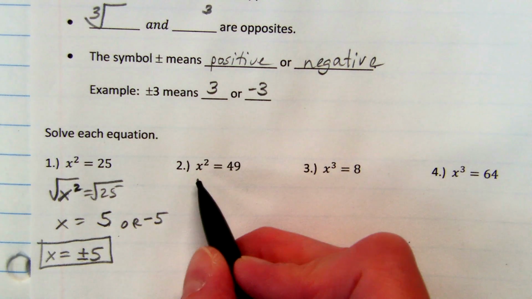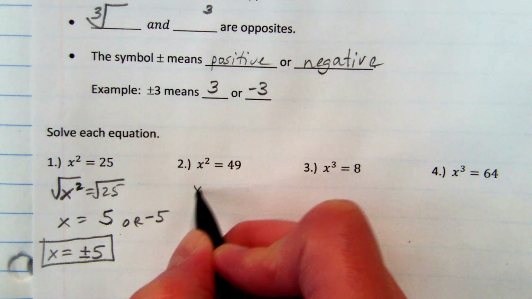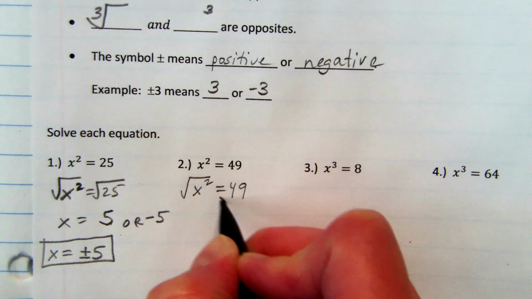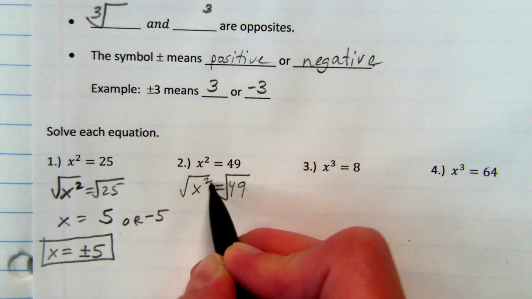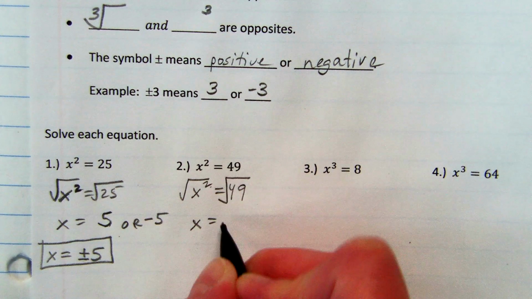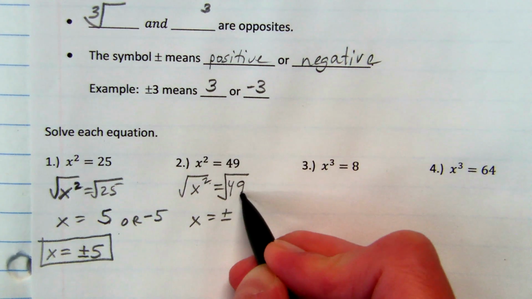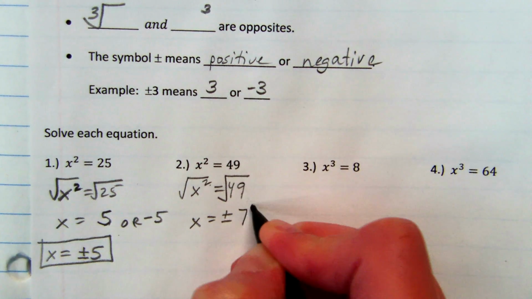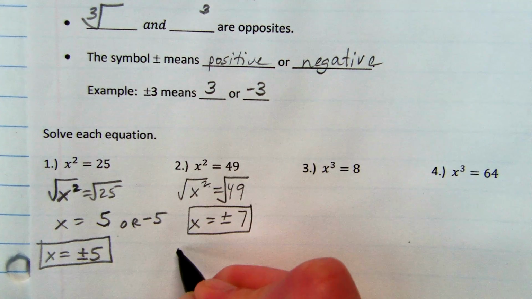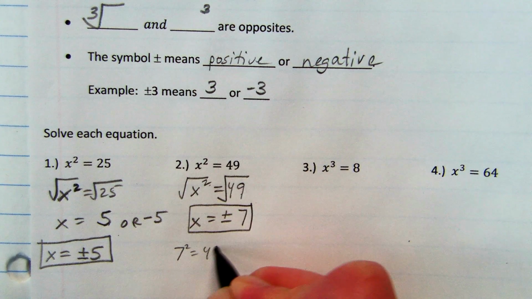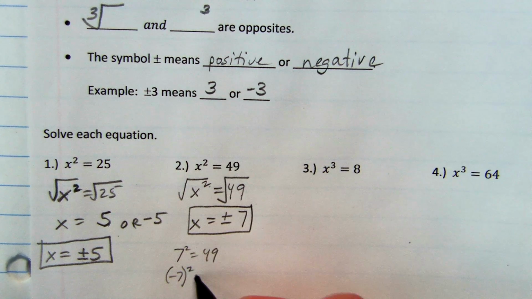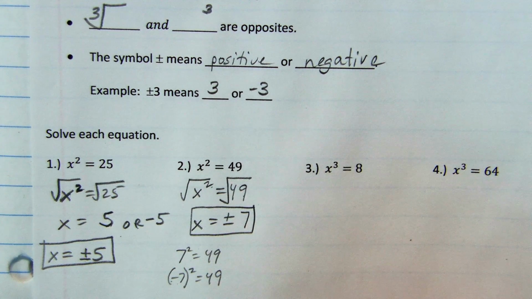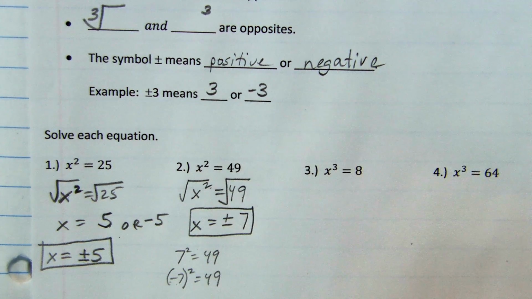So for number 2, to get rid of the squared, and you could write this on the first line, I'm just doing this on the next line so my notes are super clear. To get rid of x squared, I do a square root. I'm going to put my plus or minus sign, and then I have to know the square root of 49, which is 7. So you could check this. If I put 7 in, 7 squared is 49, and also negative 7 squared is 49, because a negative times a negative also makes a positive. So that's why both of them work.